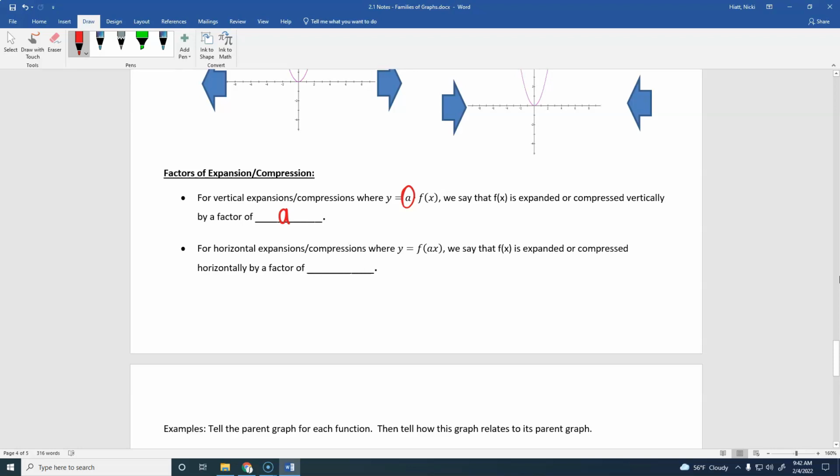Horizontal expansions and compressions are like everything inside the parentheses, they're backwards. So we would say if we have an A in here, A just being any number, 2, 7, 9, 43, 1/2, whatever, it would be expanded or compressed by a factor of 1 over A.